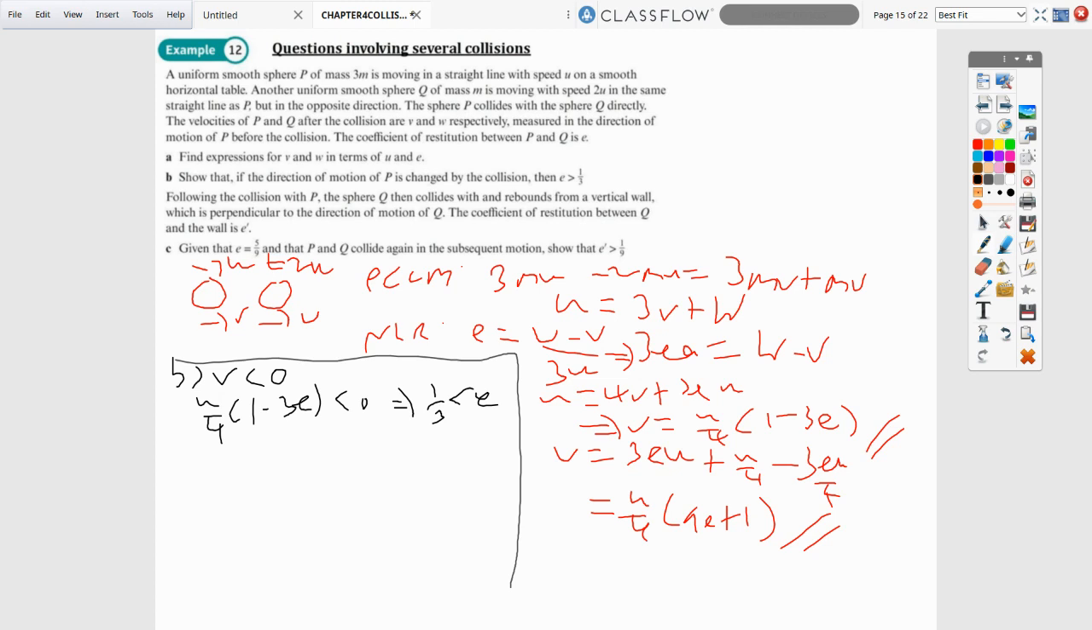We're almost there. I've picked some questions out of the exercise for you to have a go at, from exercise 3, 4C, I think it is, top of it. Given that E is 5 over 9 and that P and Q collide again in the subsequent motion, show that E prime is greater than 1 over 9. Right, so we're going to go back to that diagram that we just had.